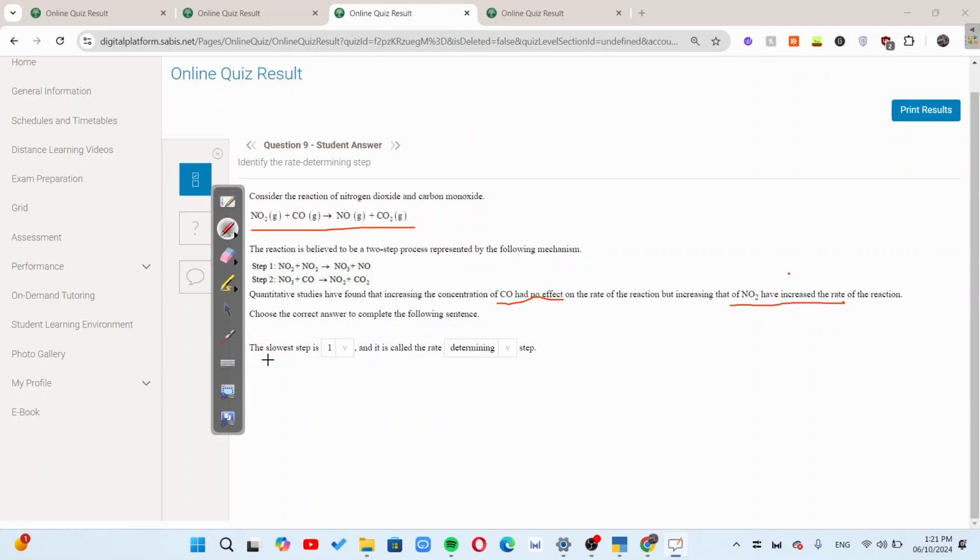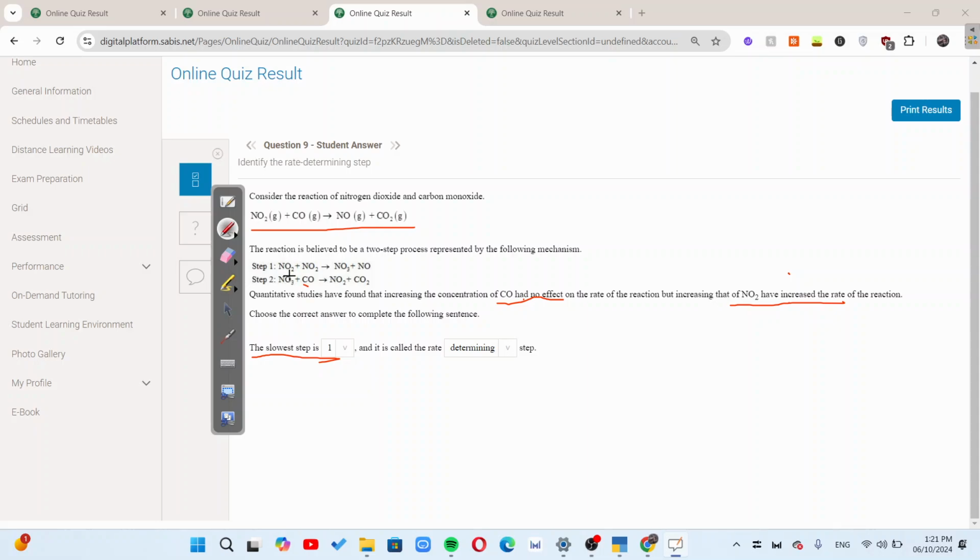For this question, when they ask you for the slowest step, it means which one is the rate determining step. The slowest step is always the one that determines your rate. So here you have NO2 and NO2, and we said that NO2 affects your rate. Here you have NO3, which nothing was mentioned about changing rates, and CO has no effect. So if CO and NO3 have no effect on your rate, and NO2 has an effect on your rate, these are the rate determining steps.